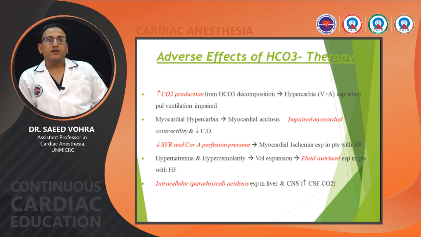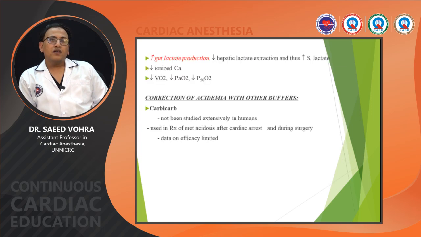Also, there might be intracellular acidosis, paradoxical acidosis, especially in liver and CNS patients. Excessive soda bicarb may also lead to excess gut lactate production, decreased hepatic lactate excretion, and thus an increase in serum lactates. Now, there are other drugs which may be used instead of soda bicarb, like carbicarb and THAM.